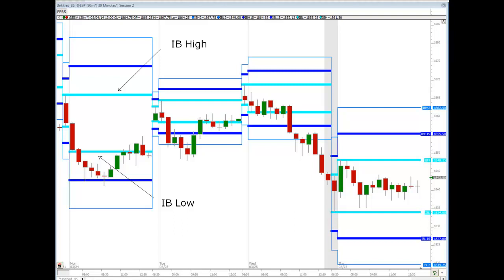All right, so let's go through a quick review here of the key elements on the chart, and let me highlight the IB high. I've chosen the color cyan for my actual initial balance high and the initial balance low. So these two levels make up the first hour of trading. Each of these is a 30-minute candle. So this was my initial balance low, there's my initial balance high.